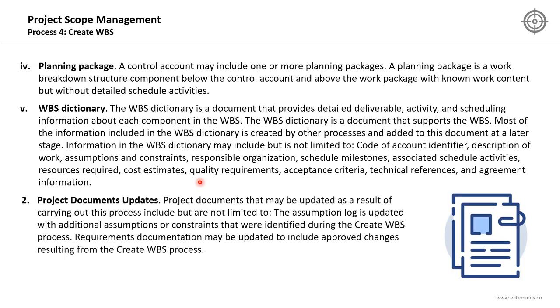The second output of this process is updates to the project documents. Some of the documents that might be updated include the assumption log, updated with any new assumptions or constraints that were identified during this process, and the requirements documentation, updated to include the approved changes resulting from creating the WBS process. The scope baseline is very important. It's the first performance baseline created in the project, and it is the output of the create WBS process.